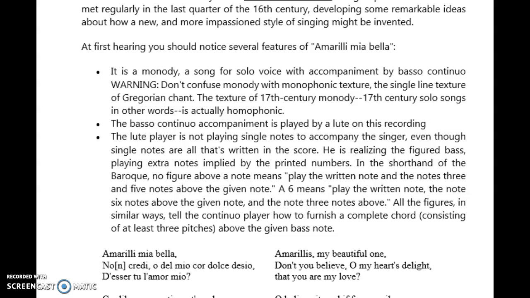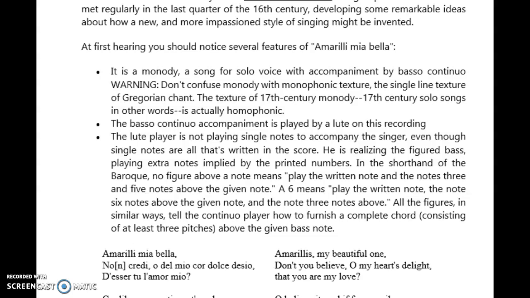And that is, of course, like an early guitar. The lute player is not playing single notes to accompany the singer, even though single notes are all that's written in the score. So we have that bass line that's written out. He's realizing the figured bass, playing extra notes implied by the printed numbers. We just saw that on the music.